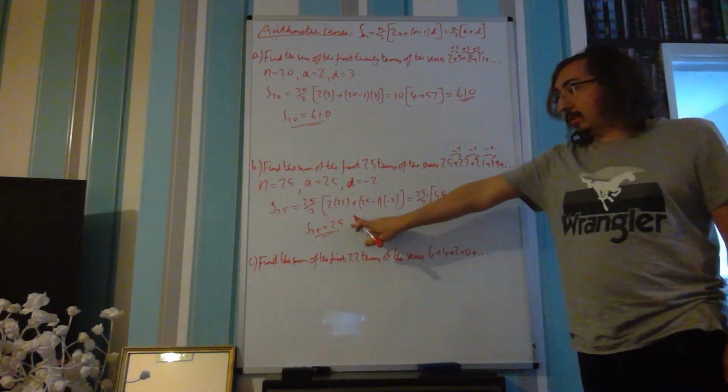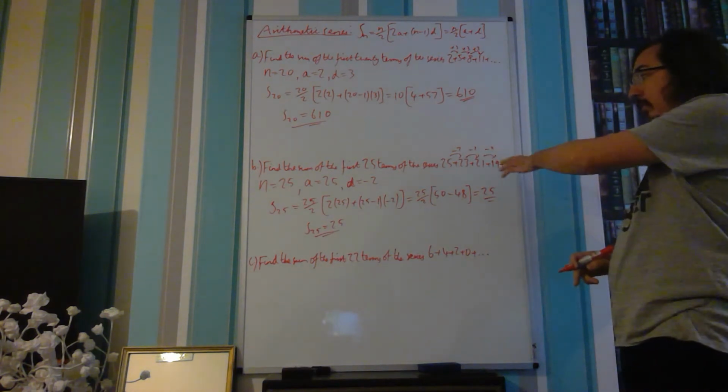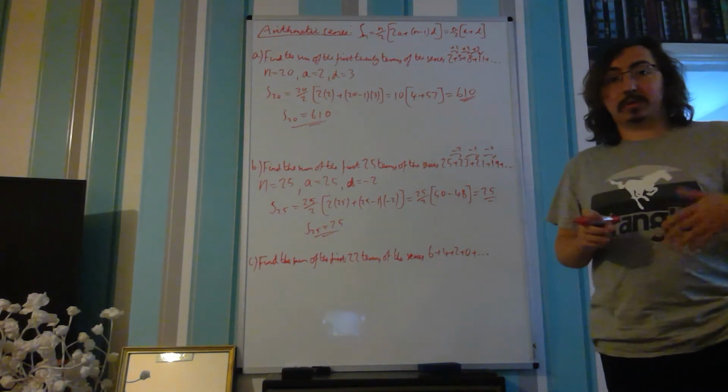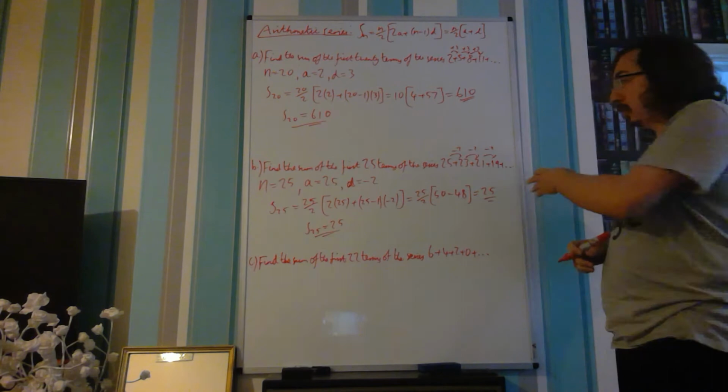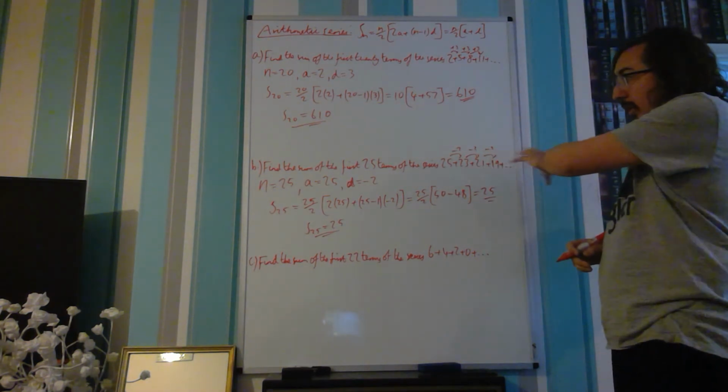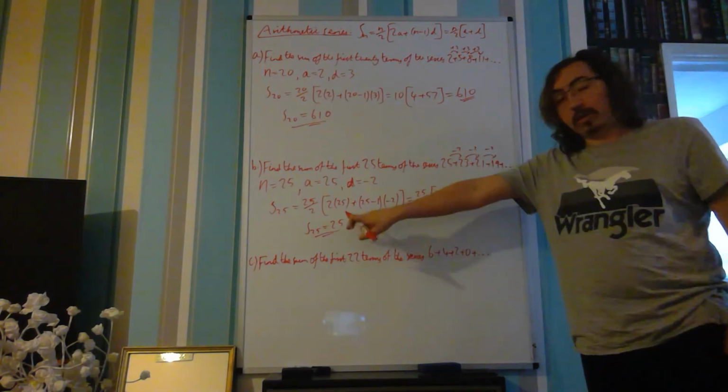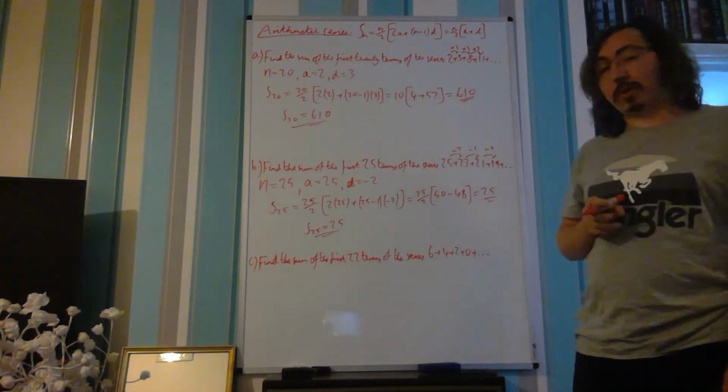Bearing in mind the reason that this works is eventually, because you're going down in your sequence, they're going to become negative numbers. So some of those negative numbers are going to cancel with some of the values here, which is why we've still got quite a small positive value.